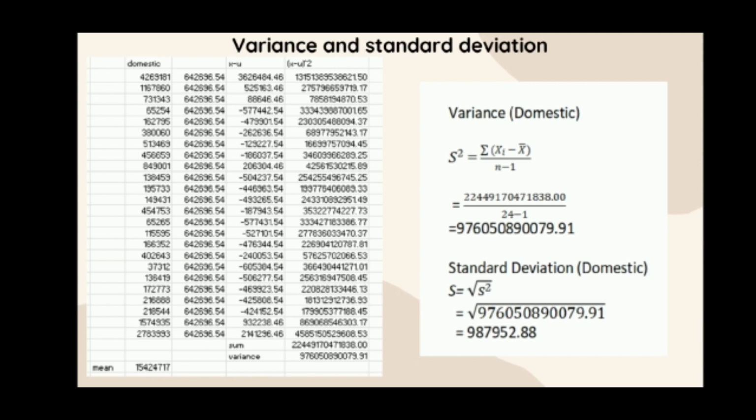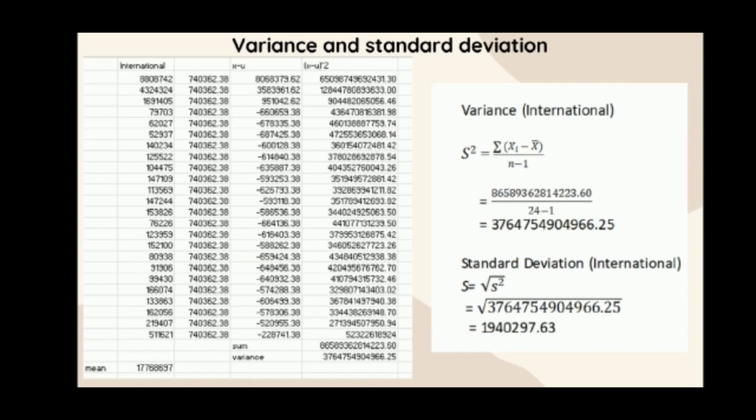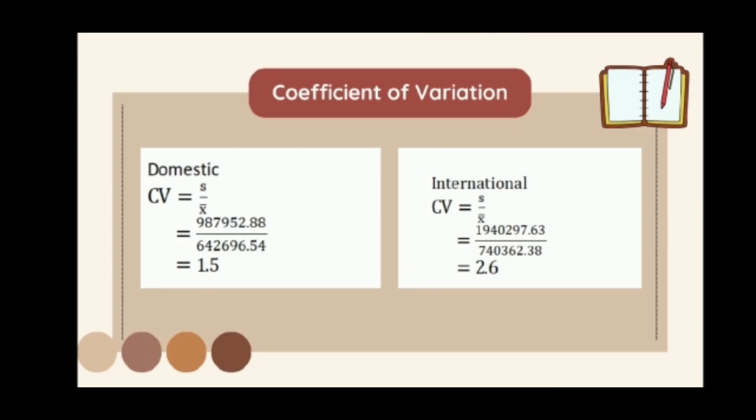Next, we move to the standard deviation. The value of standard deviation for domestic is 987,952.88, and for the international airline it is 1,940,297.63, which means the international airline is the highest. Last, we need to find the coefficient of variation. The value of the coefficient of variation for domestic is 1.5, and for international we get 2.6, which is the highest value. Okay, that's all from me. Thank you.